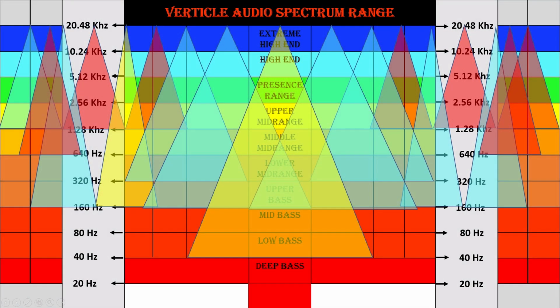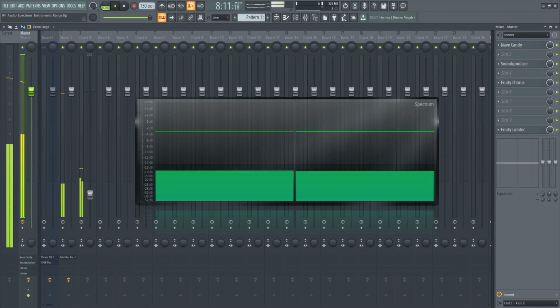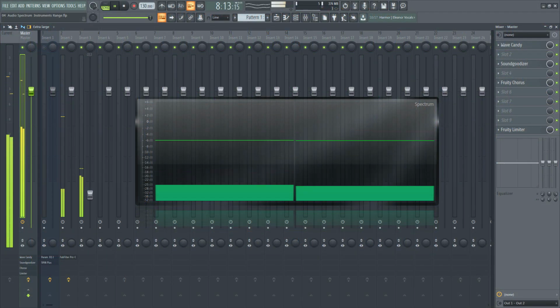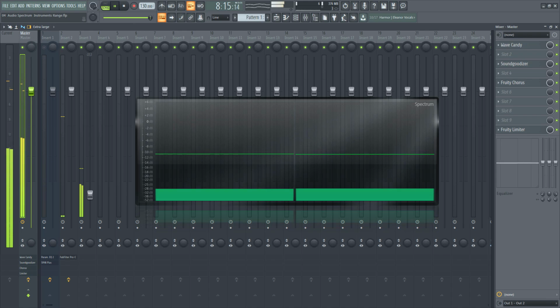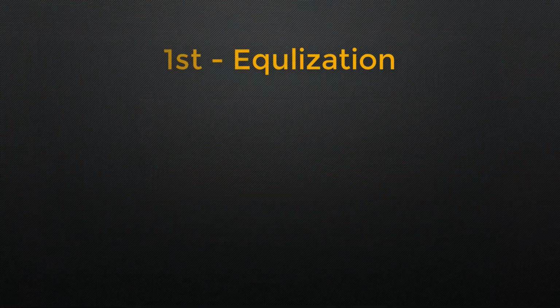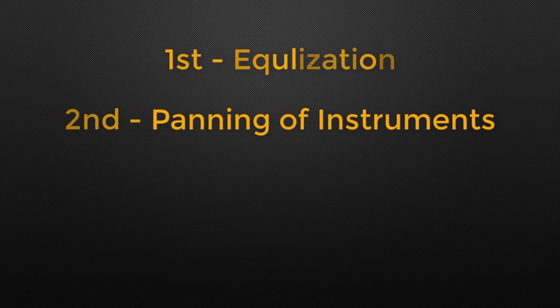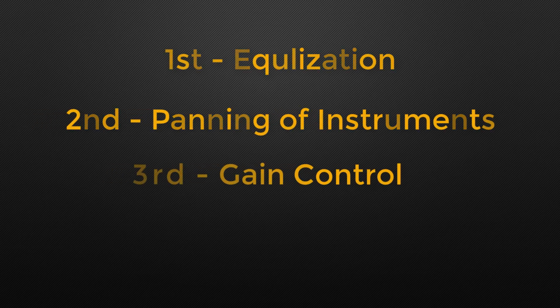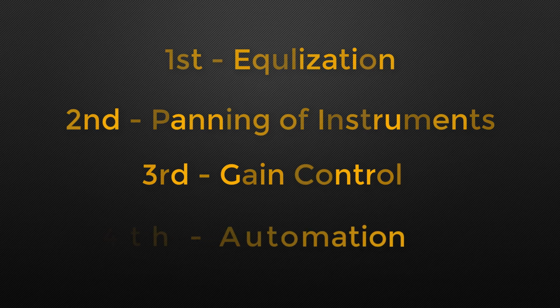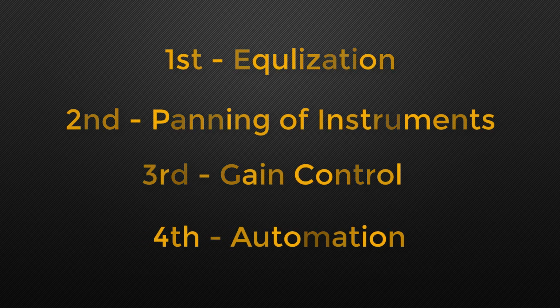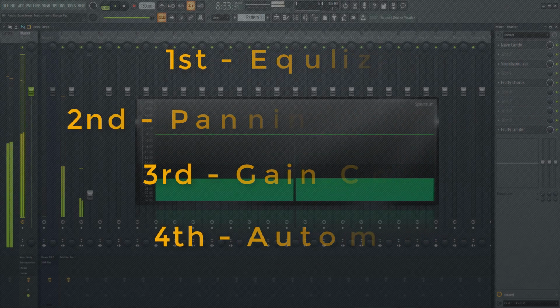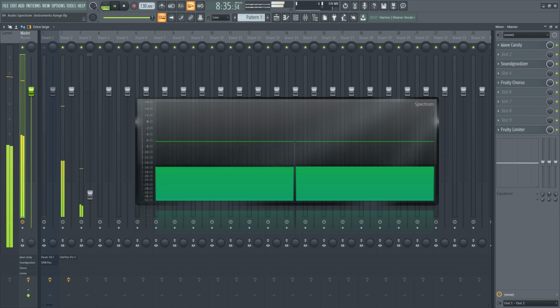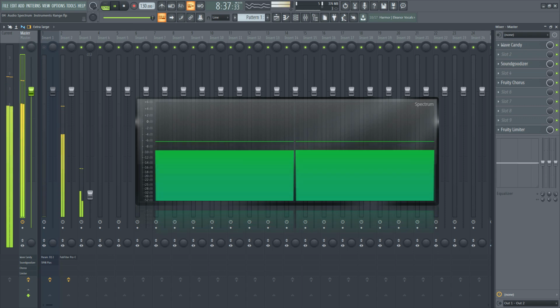But a mix with a large number of tracks needs to follow a simple guideline for a spacious mixdown. Number 1, that is equalization. Number 2, panning of instruments. Number 3, gain control. Number 4, automation. This 4-step guideline can make your overall track mixdown spacious and can make it breathe. So let's get started with the equalizer first.